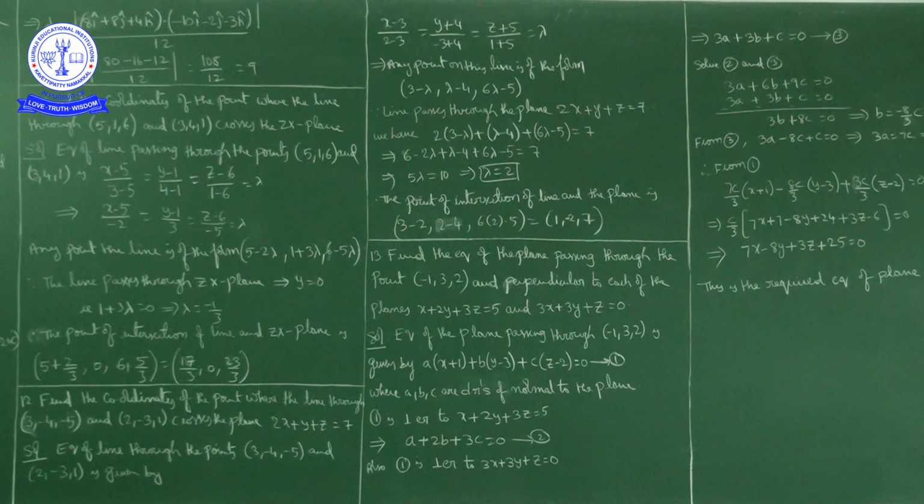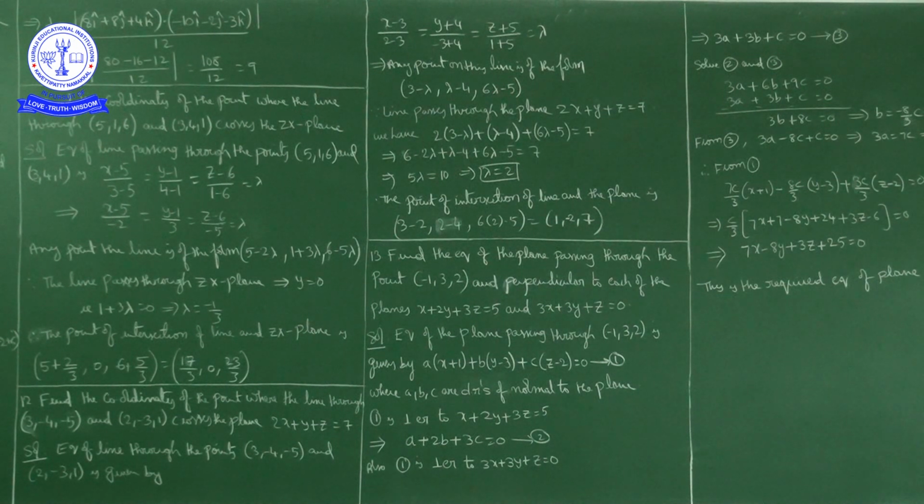So any point on this line is of the form: (x - 3)/(-1) = lambda means x - 3 = -lambda, x is equal to what? 3 - lambda. So the x coordinate is 3 - lambda. (y + 4)/1 = lambda means y + 4 = lambda, y = lambda - 4. And (z + 5)/6 = lambda means z + 5 = 6 lambda, z = 6 lambda - 5. So any point on this line is of the form (3 - lambda, lambda - 4, 6 lambda - 5).